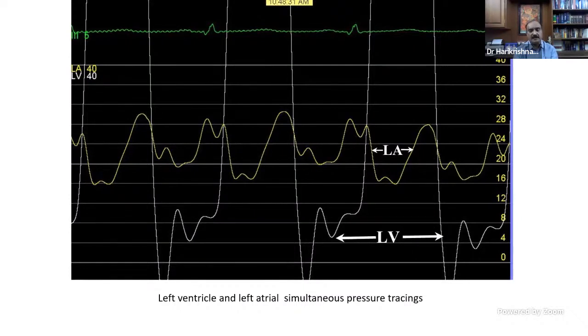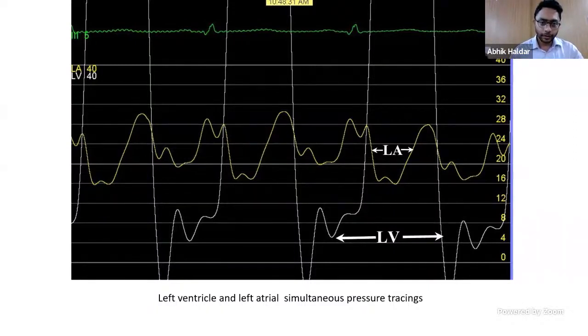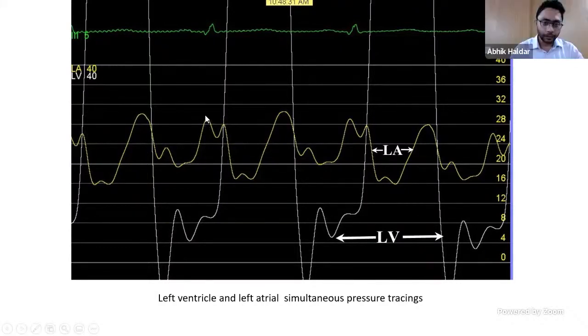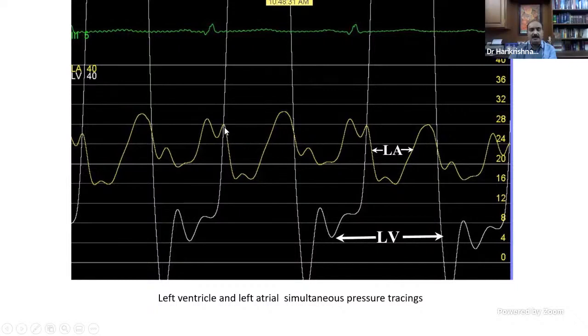We are going to the next group of tracings. So this is a simultaneous pressure tracing between the LV and the LA, showing a gradient. Now identify the waves. What is this wave? This is the A wave. Immediately close to the R wave is the C wave, and this is the V wave.